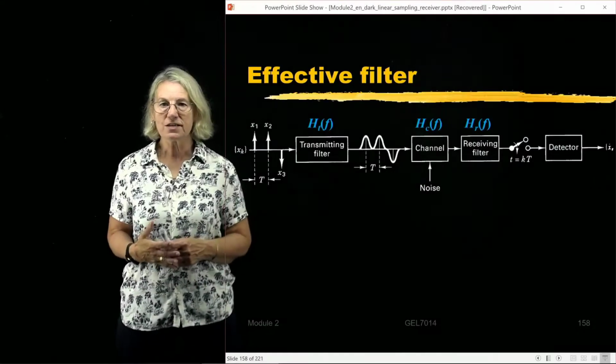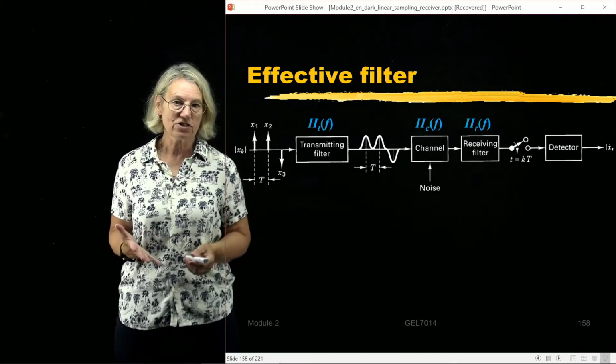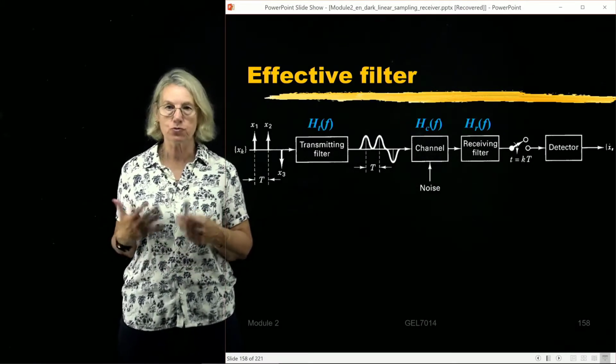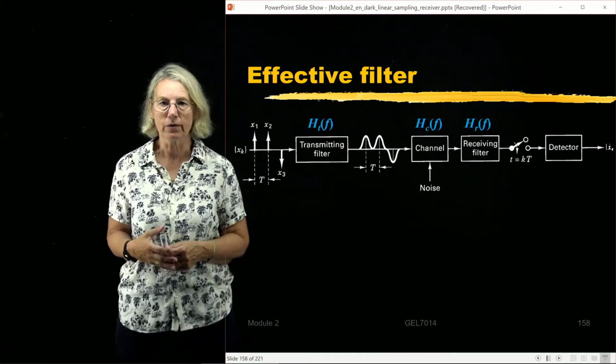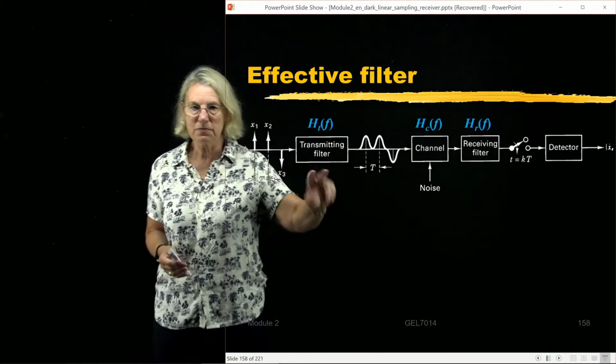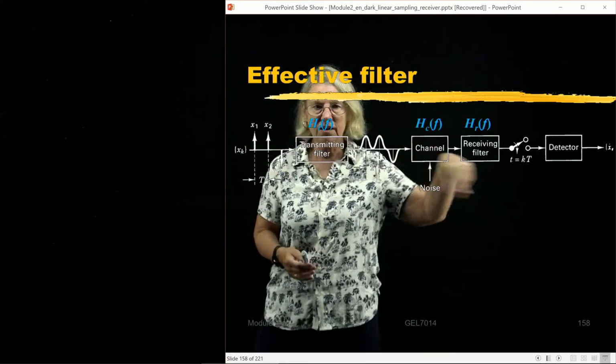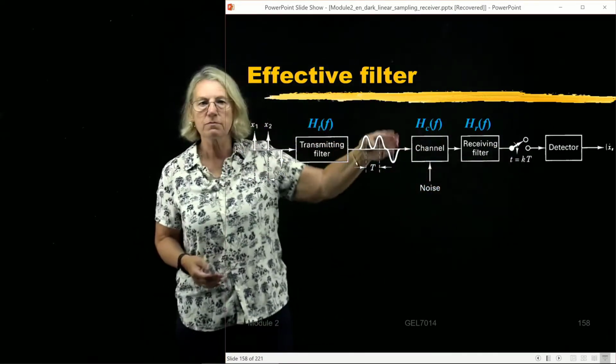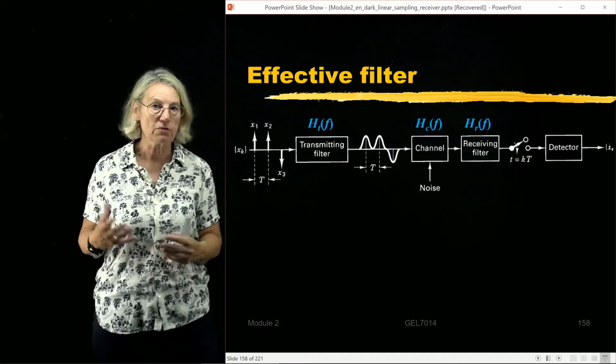Let's look at a system, a block diagram of a communication system where we take filters to represent the different operations that are going on in our system. So we're going to talk about the transmitter, the channel, and the receiver, and each one of them is going to have a filter to represent what's going on.